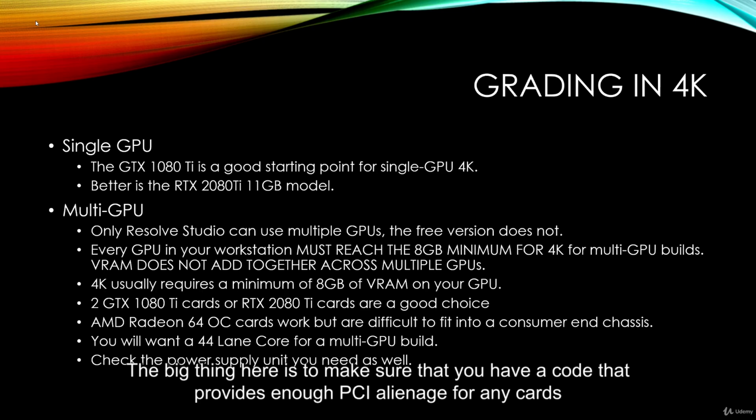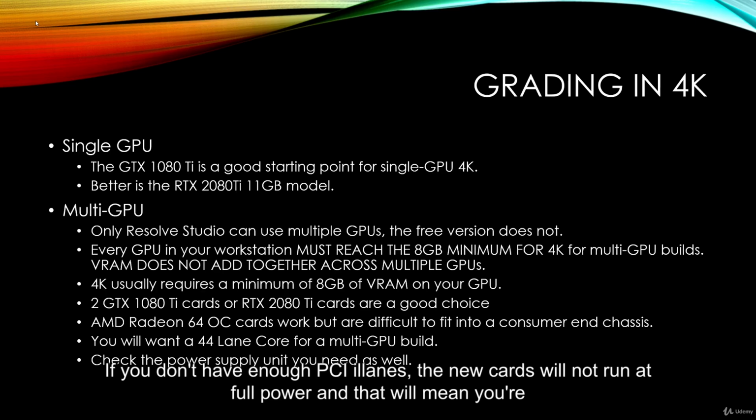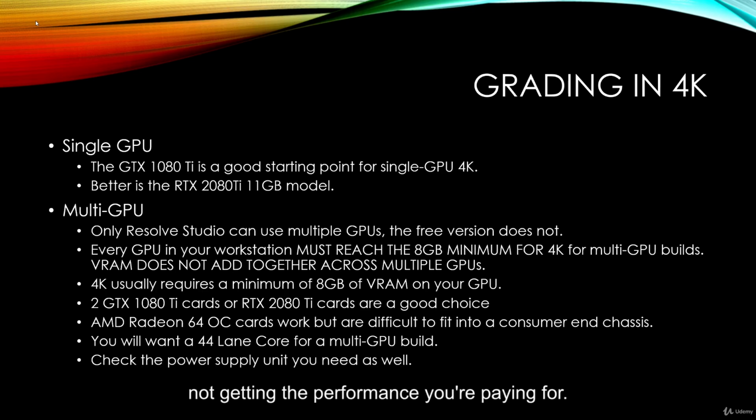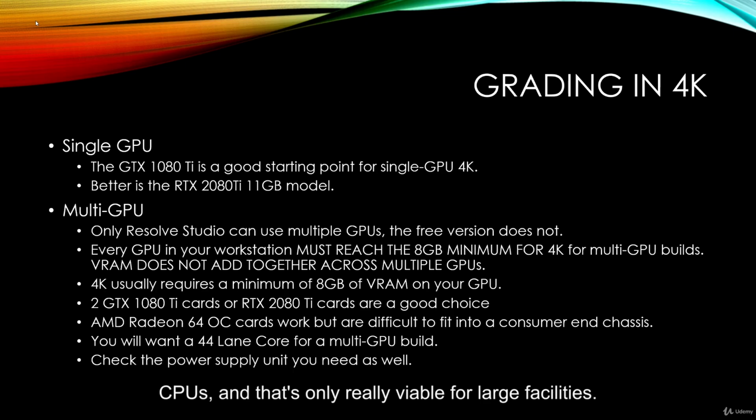The big thing here is to make sure that you have a core that provides enough PCIe laneage for any cards you're using. If you don't have enough PCIe lanes, then your cards will not run at full power, and that will mean you're not getting the performance you're paying for. We'll take a look at 2 card builds in this lecture because 3+ requires machines with multiple CPUs, and that's only really viable for large facilities.